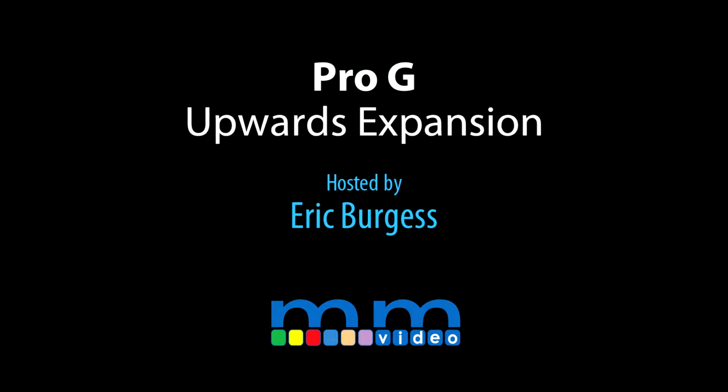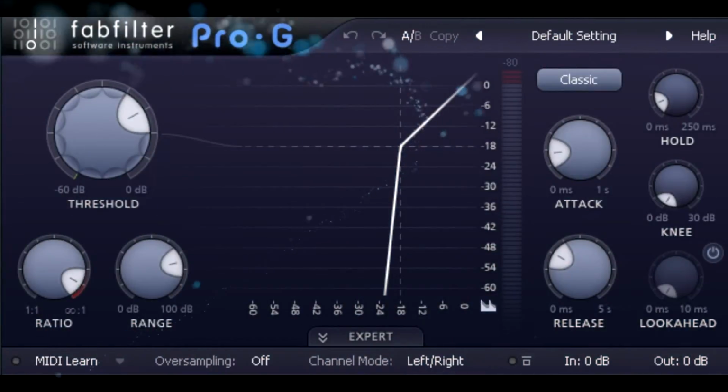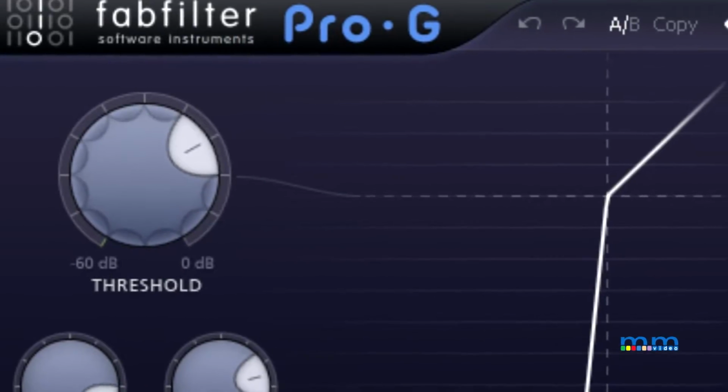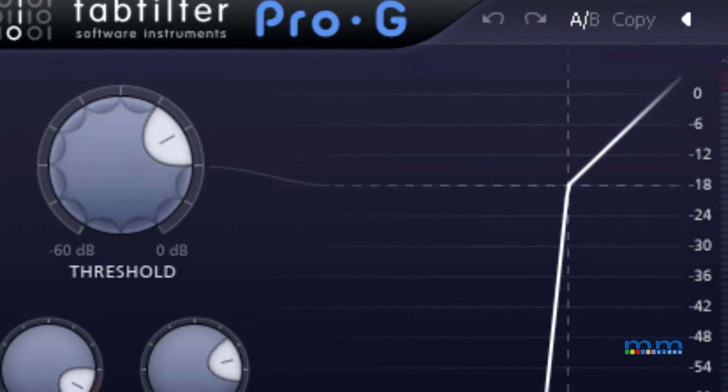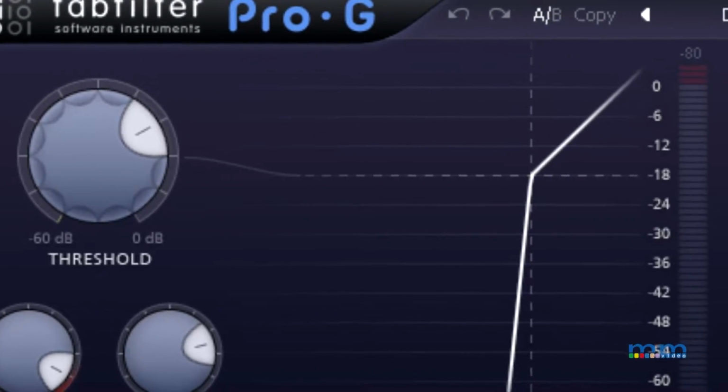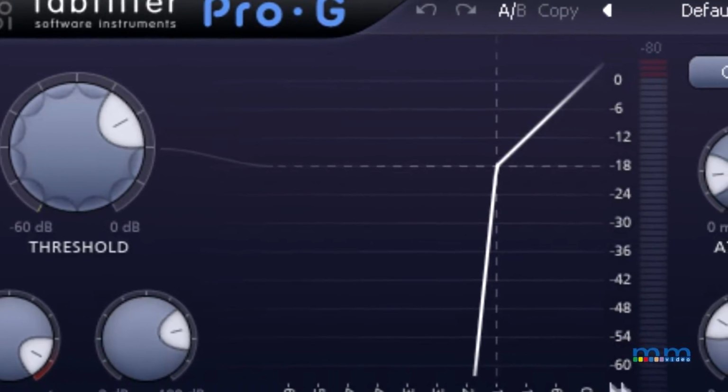We are going to look at upwards expansion with FabFilter's Pro G. Pro G is a gating plugin, one that can do pretty much anything you can think of asking a gating plugin to reasonably do. Its setup is incredibly streamlined and easy to get going quickly.